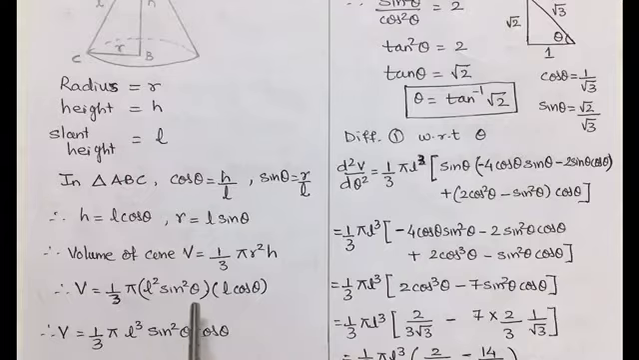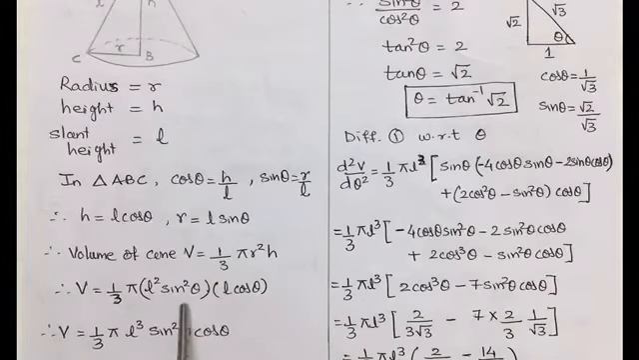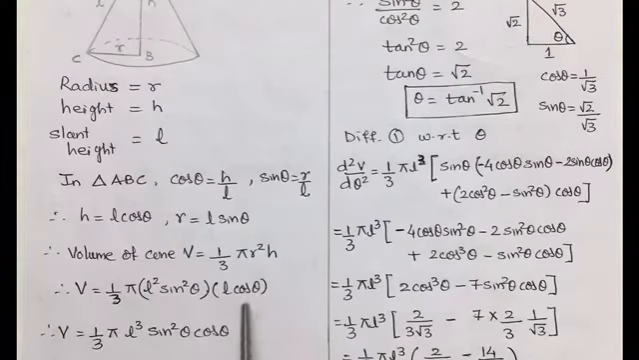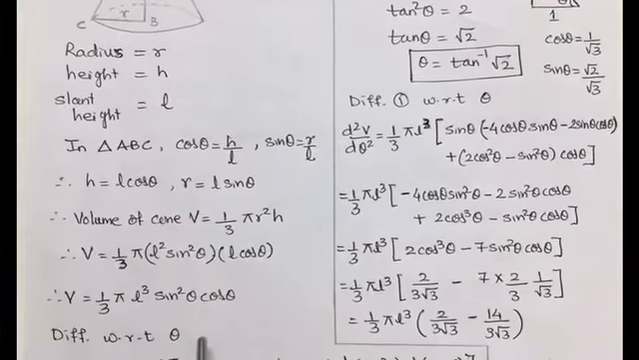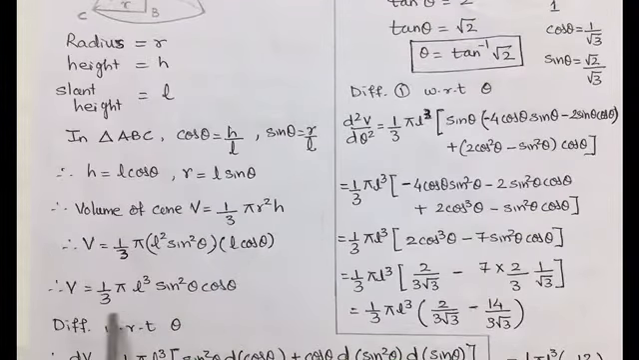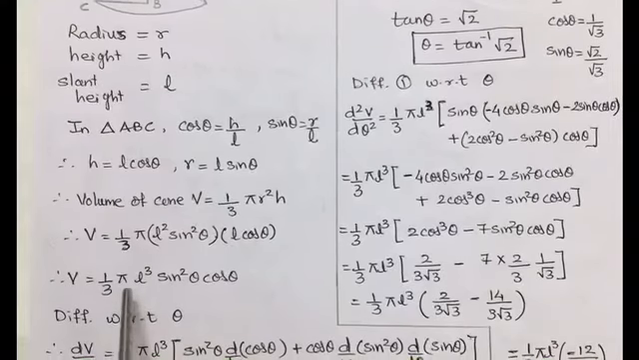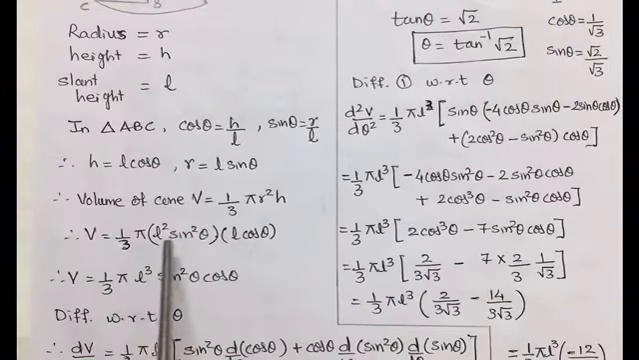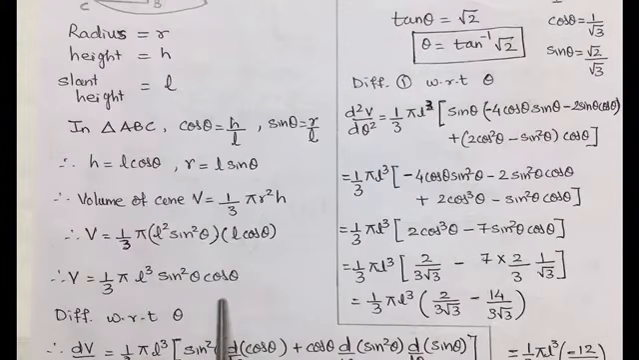Now volume of cone we have as 1 by 3 pi r square h. So putting in the place of r as l sin theta and squaring, we get l square sin square theta, and h is l cos theta. So the volume of cone in terms of theta becomes v is equal to 1 by 3 pi l square into l makes it l cube sin square theta cos theta.